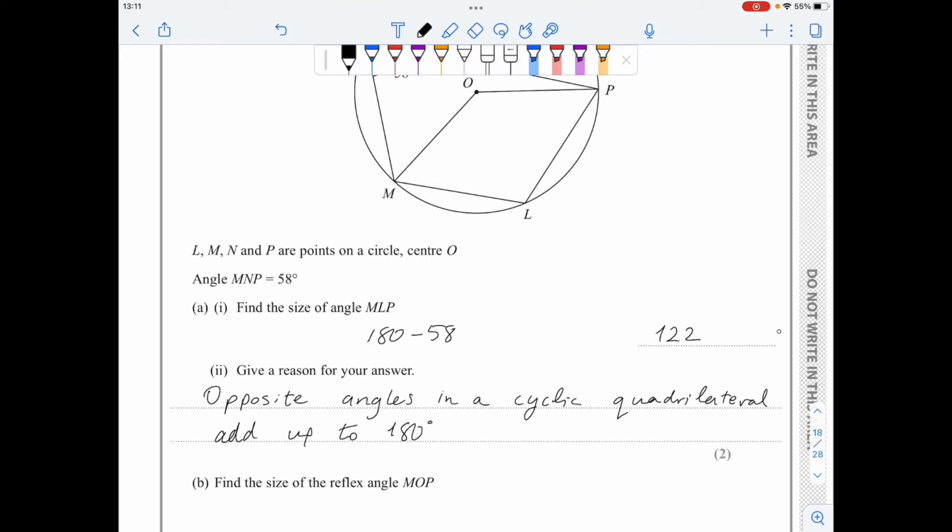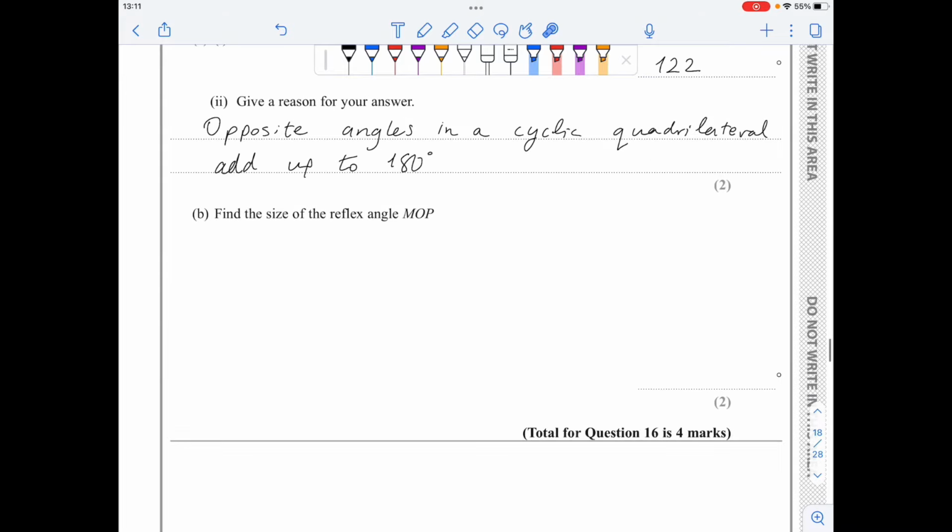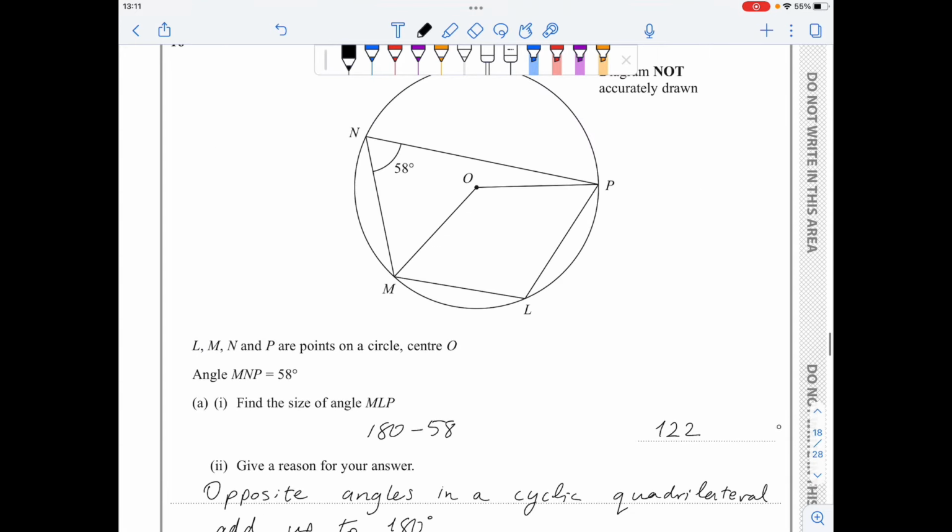For part B, I need to find the reflex angle MOP. So I need to find this one. Note that this one is twice MLP because the angle at the center is twice the angle at the circumference. So 122 times 2 is my calculation. The answer comes out to be 244. Note that you can find this one, the obtuse angle. This is twice 58, and then 360 minus this one will give you the required angle.